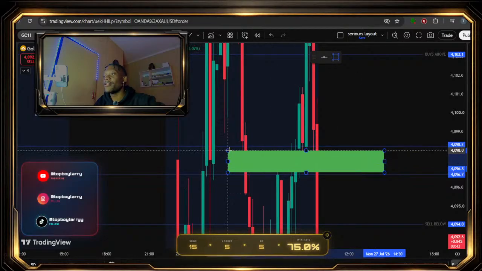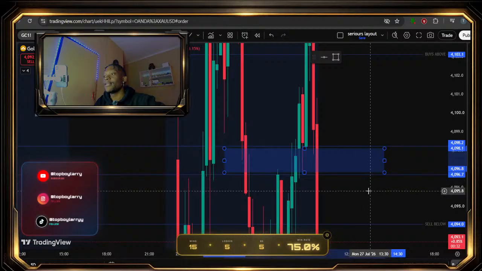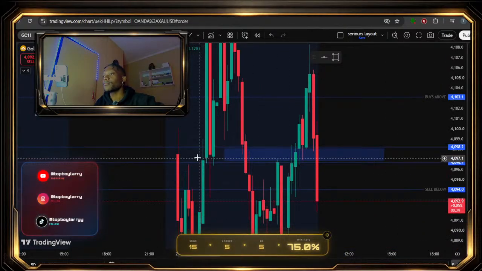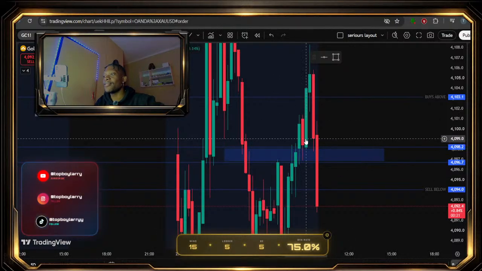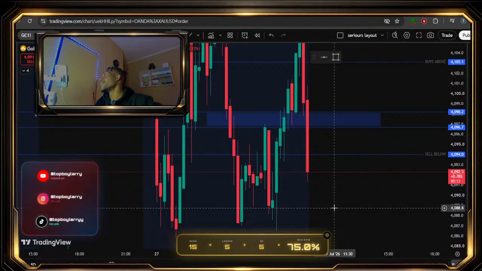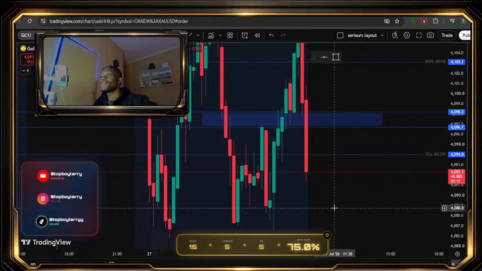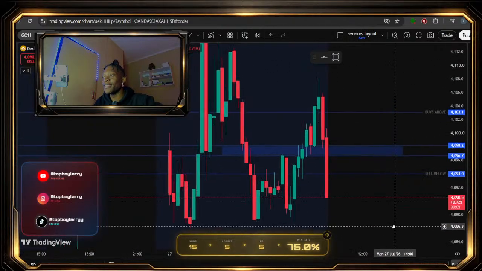The problem is right here. This is where the problem lies, and that is why I was not interested. Too much chop in this area. We have previous resistance, we have support, and Goldie is just moving here without us. There's really no need to rush for an entry or a move here. I would rather wait.